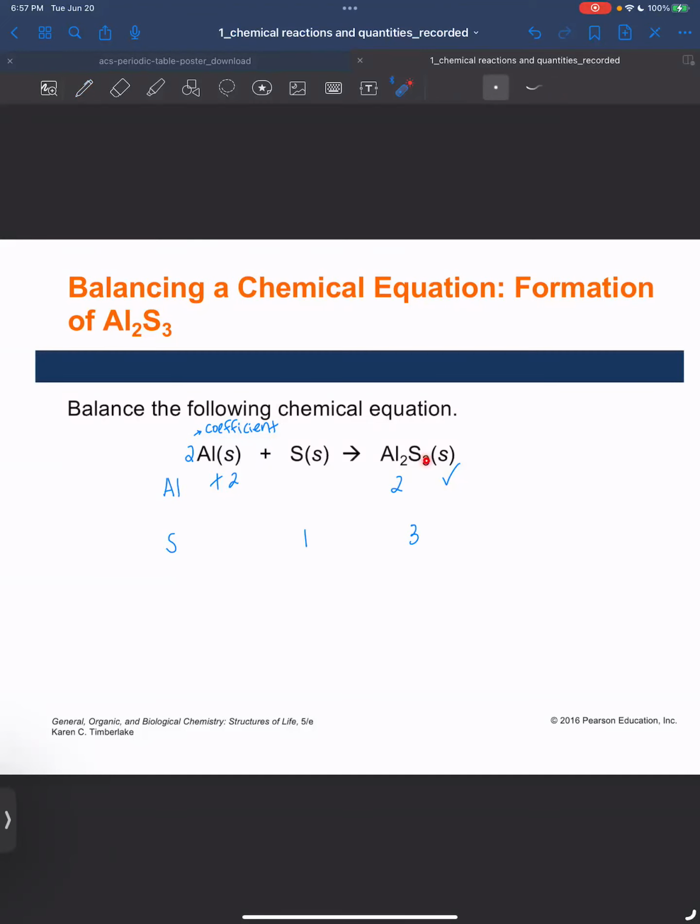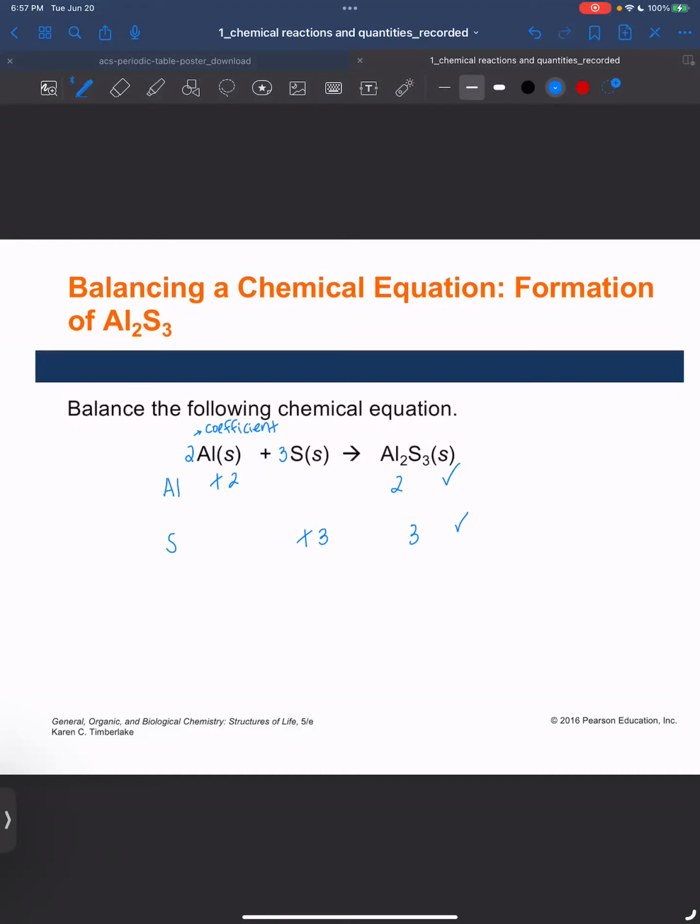When I see over here, I have 3. Then what do I need to add in front of the sulfur? What coefficient? 3 as well. Fantastic. So now I have 3 sulfur atoms on both sides, so it is balanced as well.